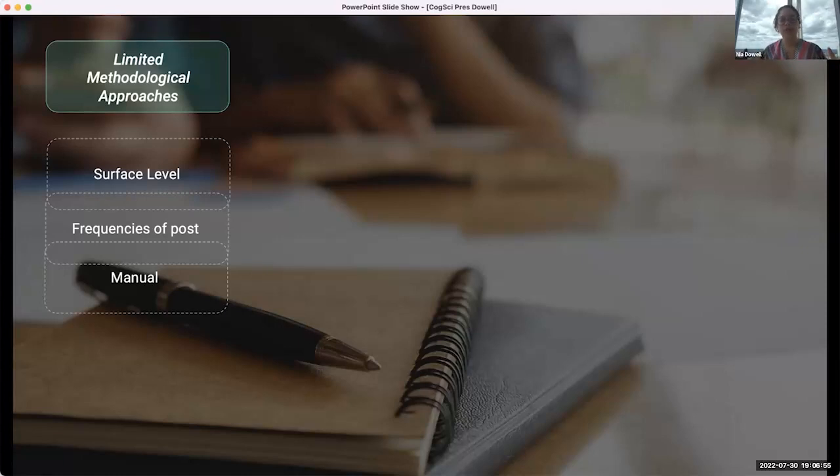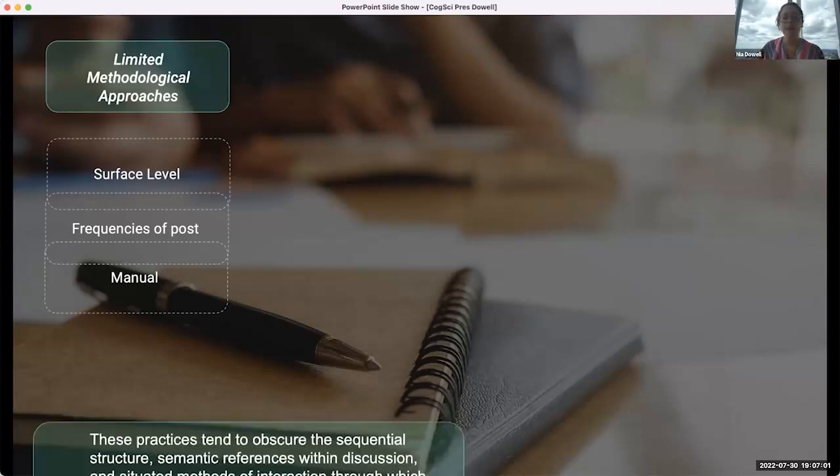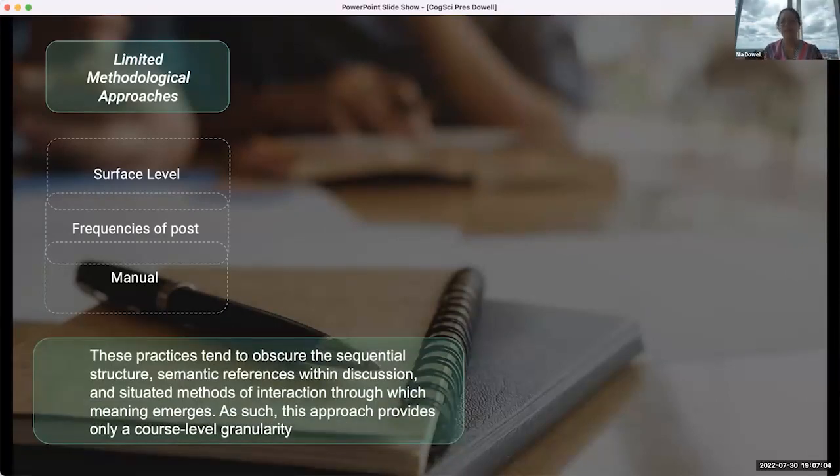Now, these initial surface level approaches have really highlighted the differences for different populations and team environments, but we can go a little bit further, because these practices tend to obscure the sequential structure and semantic references within a discussion and the situated methods of interaction through which meaning actually emerges. As such, the approach provides only a very coarse level of granularity. So just knowing that, for instance, males are dominating interaction in terms of how much they're talking isn't actually enough. You need to understand the relationship between their utterances over time to see the responsivity or social impact of different individuals in the team.